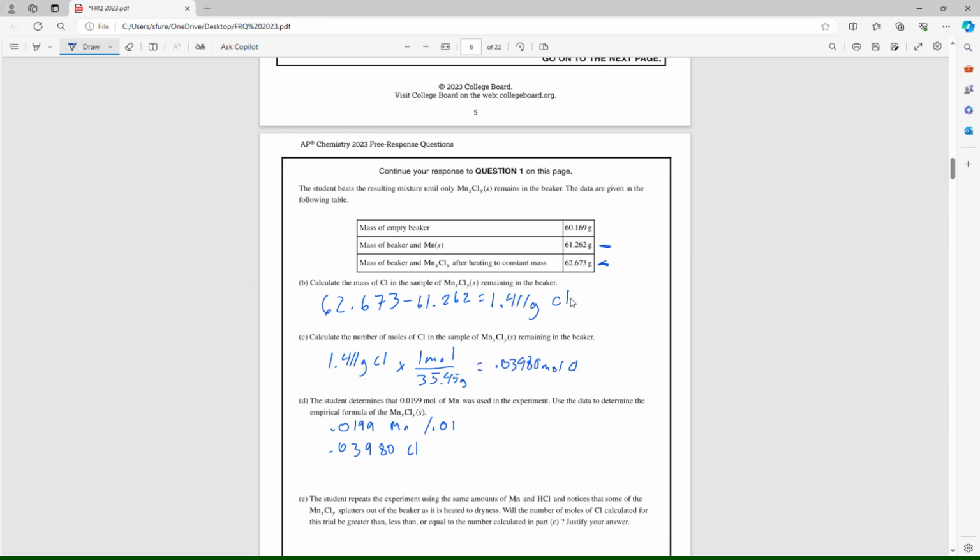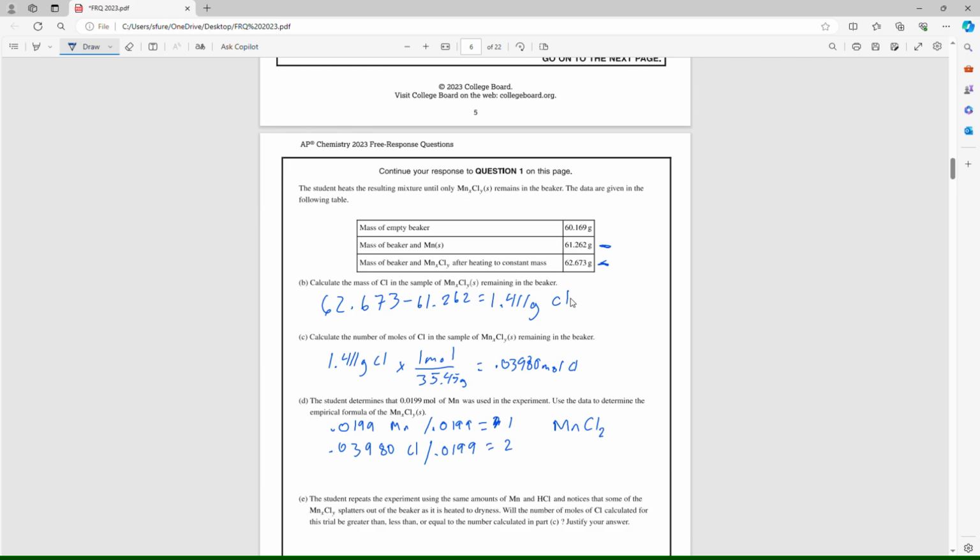So we're going to divide by 0.0199. This just gives us the molar ratio. So 0.0199 divided by 0.0199 is 1. 0.0398 divided by 0.0199 is 2. So our formula is manganese 1, we don't have to write the 1, chloride 2.